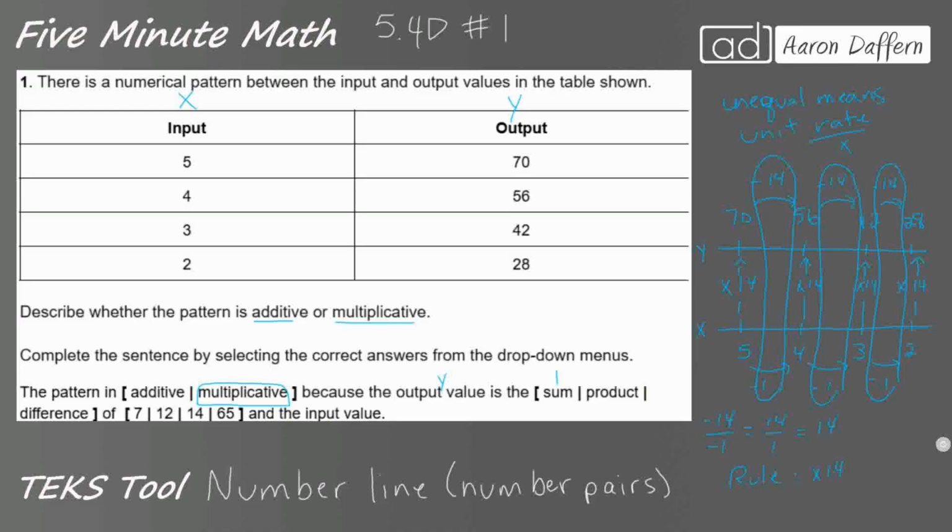Sum means the answer to an addition problem. Product means the answer to a multiplication problem. Difference is the answer to a subtraction problem. So our answer here is product of blank and the input value. Well, basically, input value times what? Well, what was our rule? Our rule was times 14. So we are going to say the output value is the product of 14 and the input value.